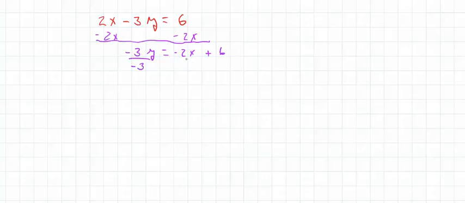Divide by negative 3. Y equals 2/3 x minus 2. Again, the x term first, the numbers second. Don't forget about this negative when we are dividing.